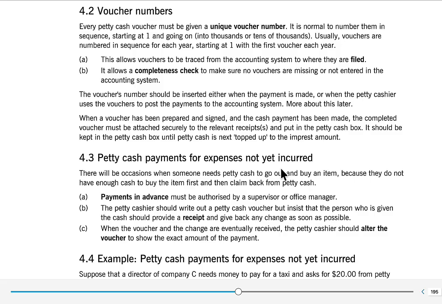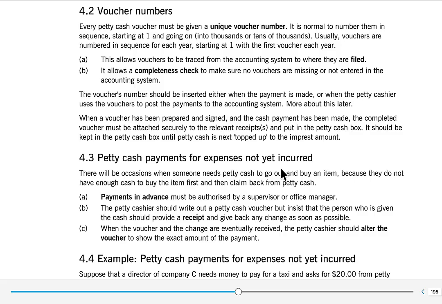After the voucher has been completed, signed, and the cash has been paid out, the voucher must be kept safely. It stays inside the petty cash box or petty cash file until the petty cash is topped up. Then, when it is time to top up the petty cash float, all those vouchers will be used to record expenses and explain why the petty cash needs more money. So voucher numbers help the business connect three things: the cash payment, the voucher proof, and the accounting record later.